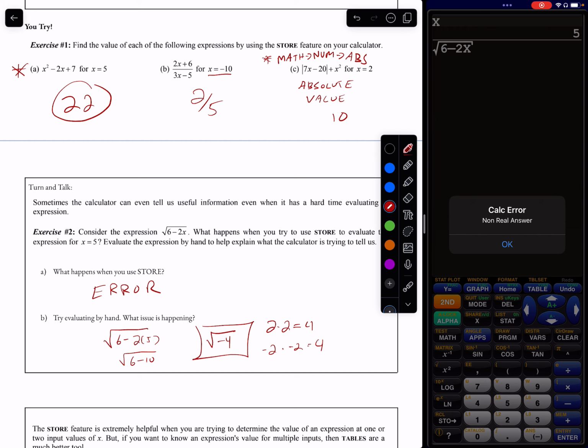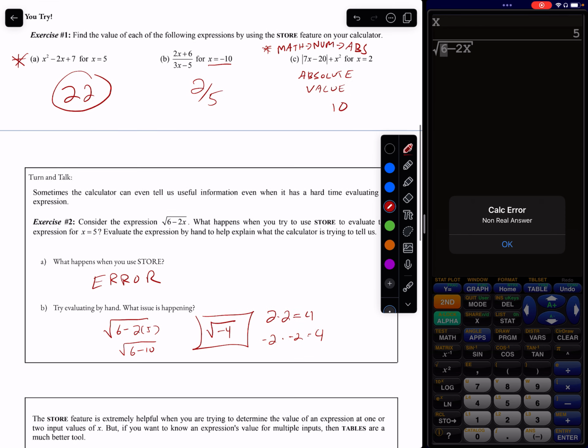Later on in the year, we're going to determine how we can come up with an answer for that. But for right now, it is a non-real solution. You cannot take a square root of a negative number. Okay?